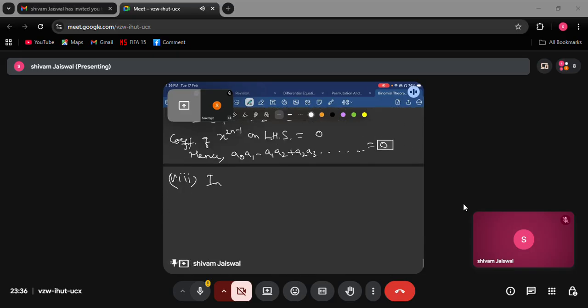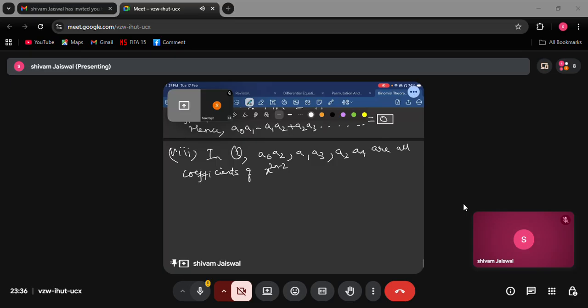In equation 3, A0, A2, A1, sorry, A1, A3, A2, A4 are all coefficients of x to the power 2n minus 2. So what is the coefficient of x to the power 2n minus 2 in LHS? Okay, I'll make it a bit easier for you people.